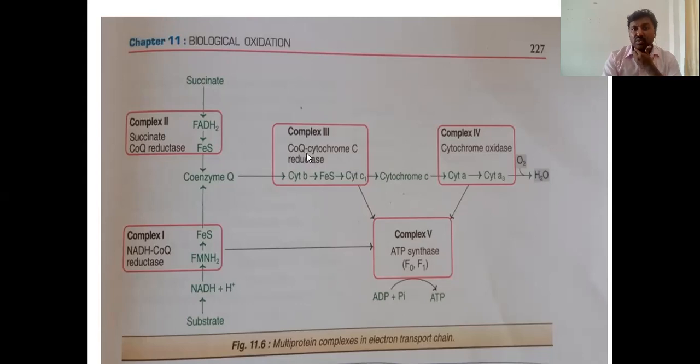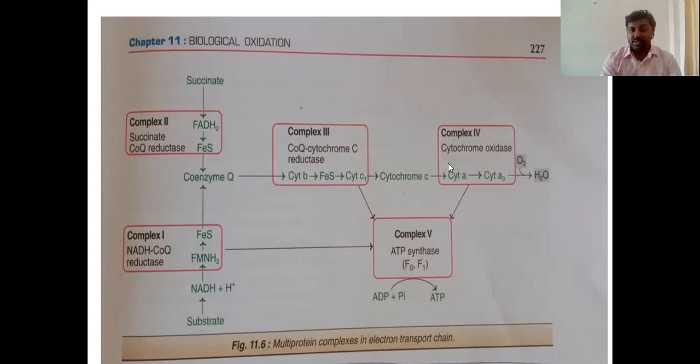That's why it is called coenzyme Q cytochrome C reductase. In between we can observe cytochrome B, iron sulfur, cytochrome C1 and cytochrome C. And complex 4, cytochrome oxidase. Otherwise you can write it as cytochrome A3 reductase.